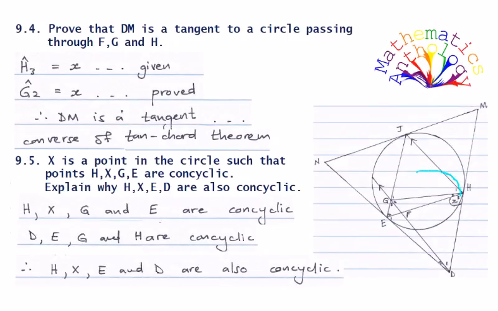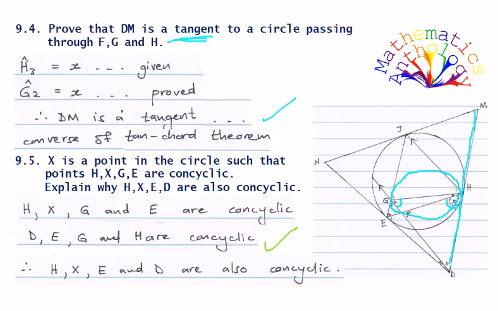9.4, prove that DM is a tangent to a circle passing through F, G, and H. There we go. There's your circle passing through F, G, and H. We need to prove that DM is a tangent there. So we start by saying angle H3 is equal to X. That's given to us. Now, if you want to prove that something is a tangent, the easiest thing to look for is tan chord theorem.